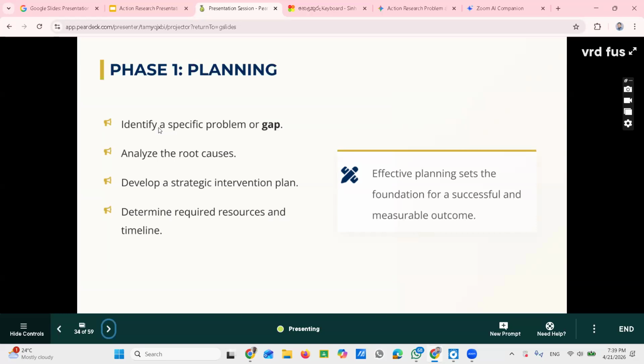That's the part of planning. After you identify the specific problem, you want to analyze the root causes. What are the reasons why that particular problem arises? You want to identify and analyze the main reason why that particular problem arises. Then, after analyzing the causes, develop a strategic intervention plan.